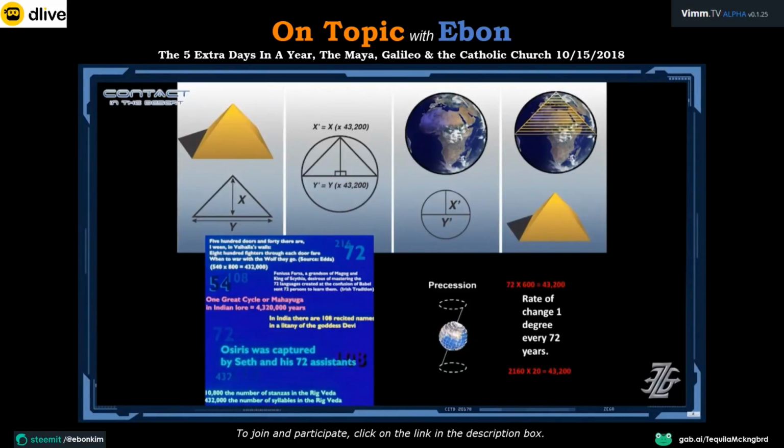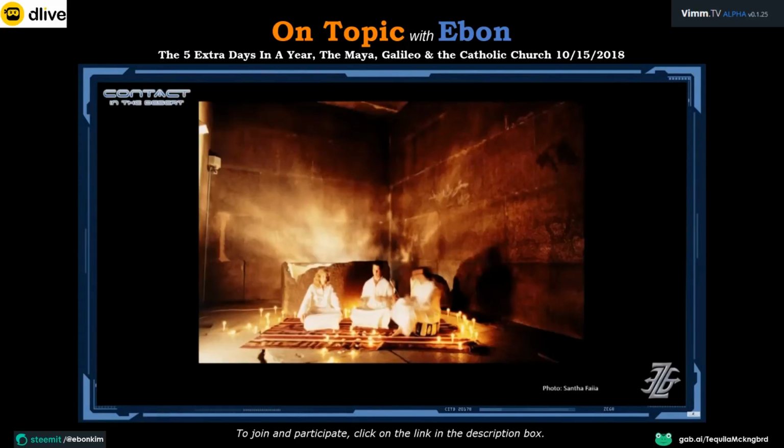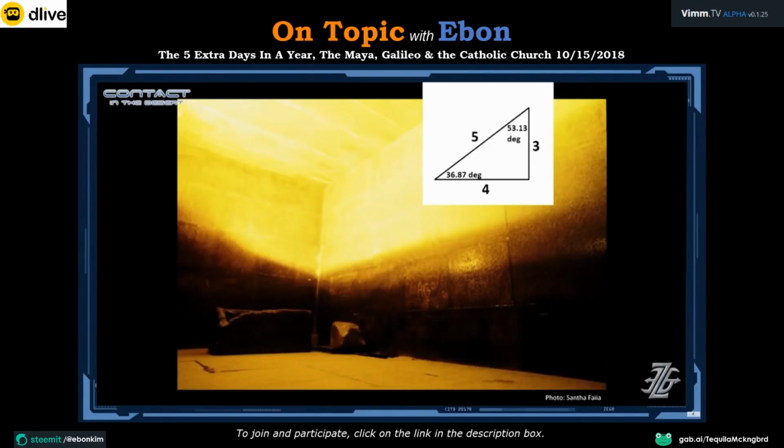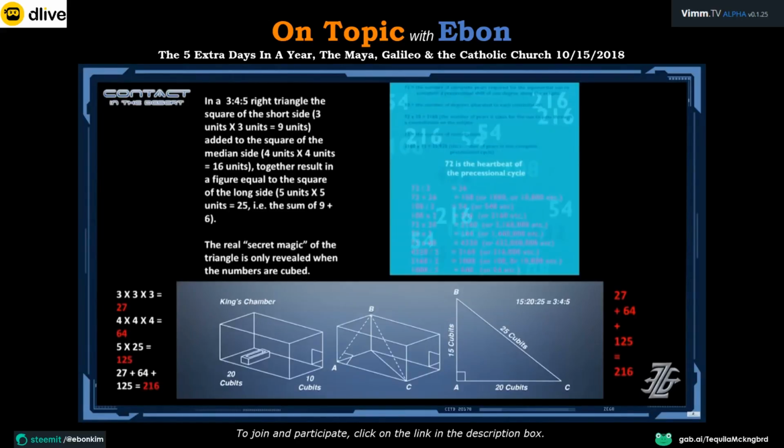We talked about Giza and how it gives us the circumference of the Earth, how it gives us the dimensions of the Earth. Here's the King's Chamber in the Great Pyramid. Oddly enough, again, I don't have time to go into details except to just show you briefly how it works. There is a 3, 4, 5 right triangle in the King's Chamber.